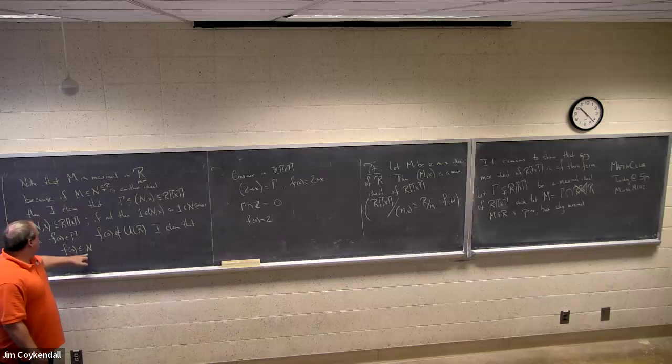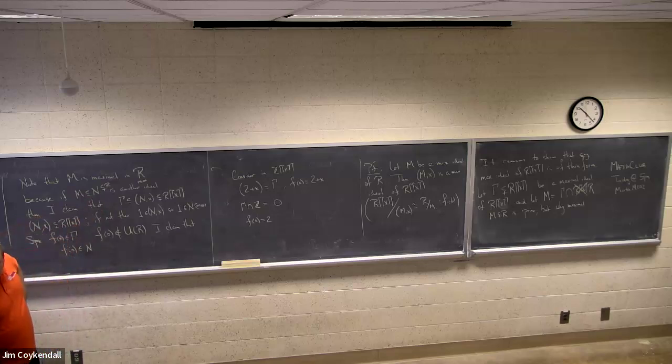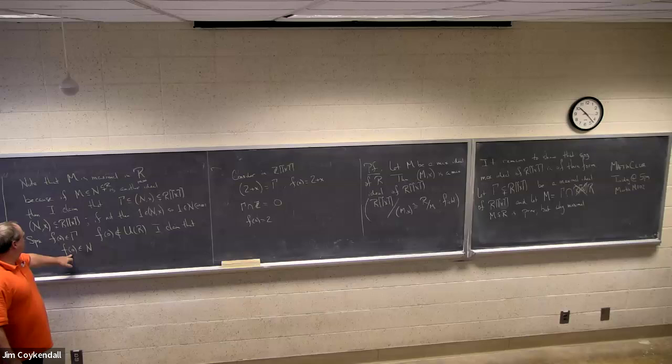So I claim that f(0) must be in this maximal ideal. It must be in a maximal ideal containing M, this intersection down here. It's in some maximal ideal, and this maximal ideal in particular must contain M. Right? How come?